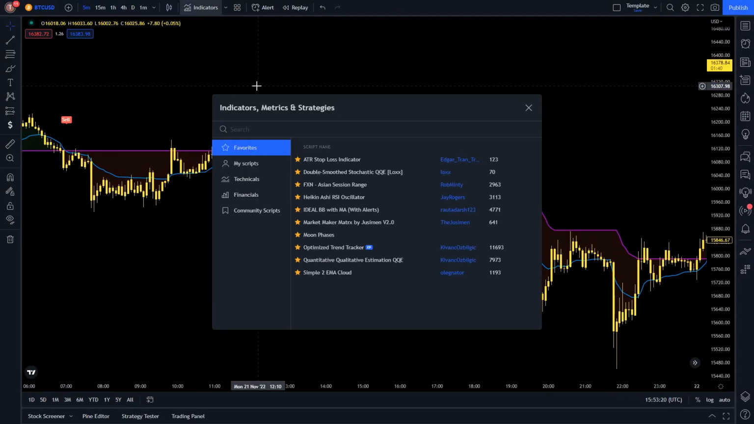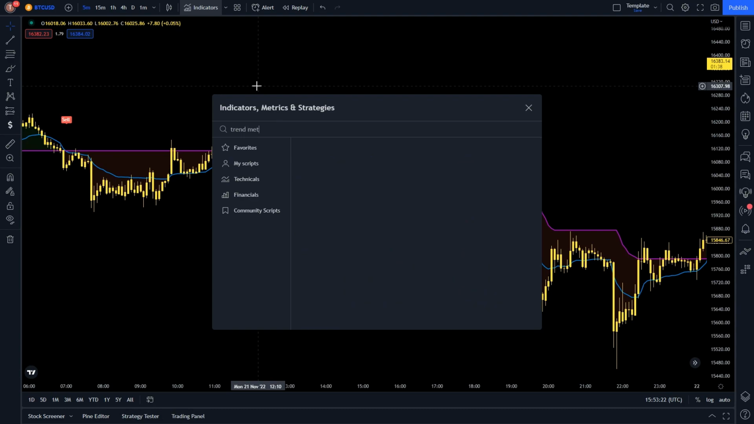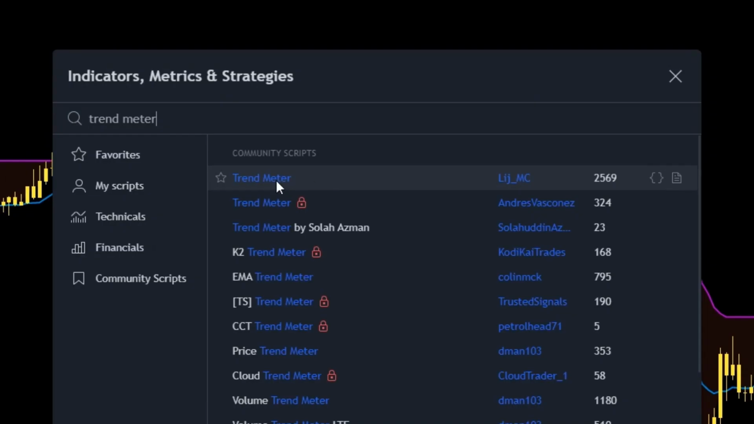Second indicator we're going to add is the trend meter, this top one right here.